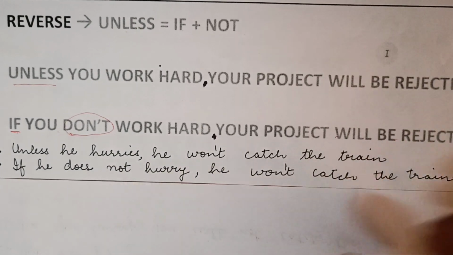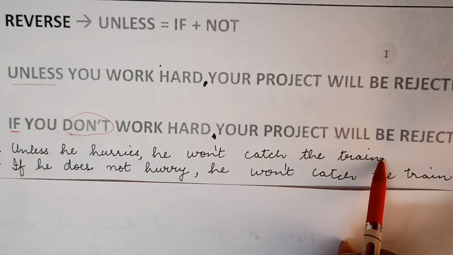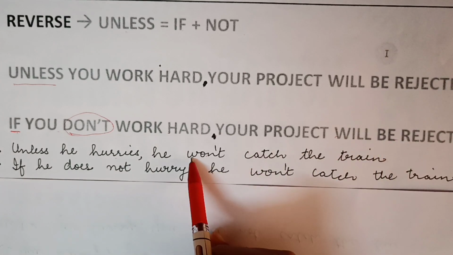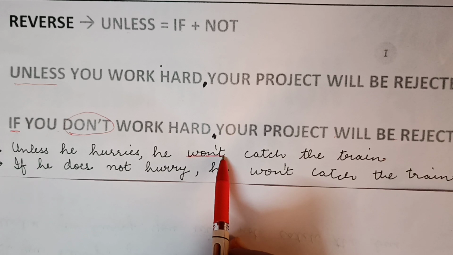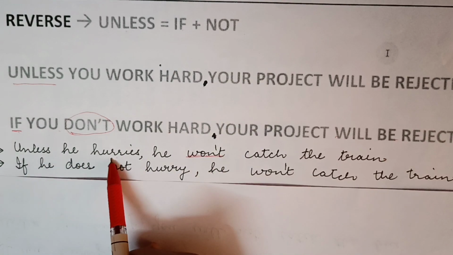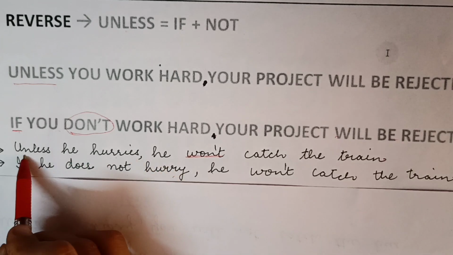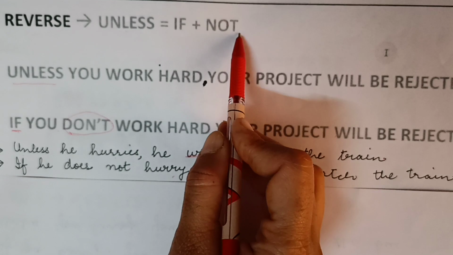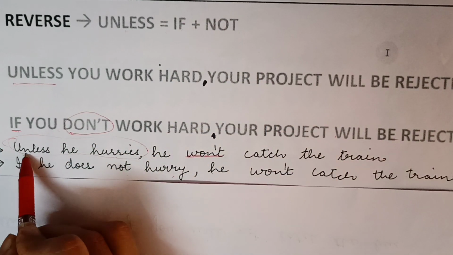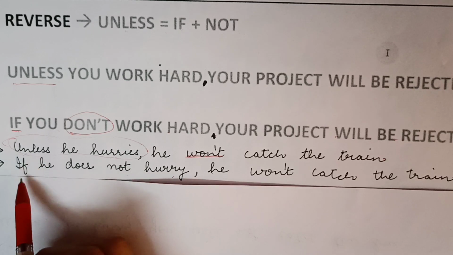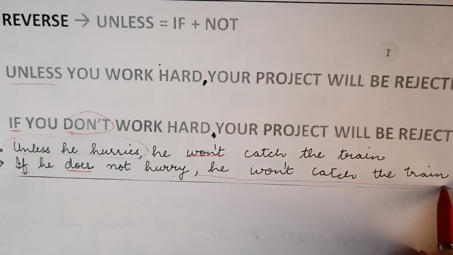Let's take another example. Unless he hurries, he won't catch the train. So in this statement, a negative is used. The negative is already there. So what will you do in this case? Unless he hurries, so if he does not hurry. Unless is equal to if plus not. So in the first part of the statement, you will replace unless with if and you will add not. And the second part of the statement remains the same.